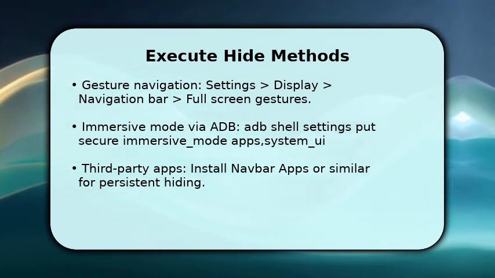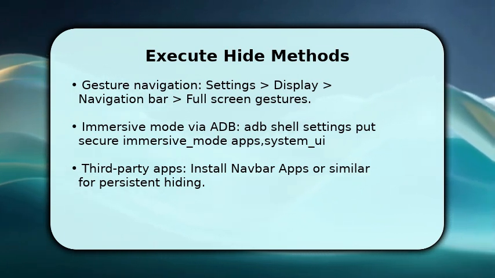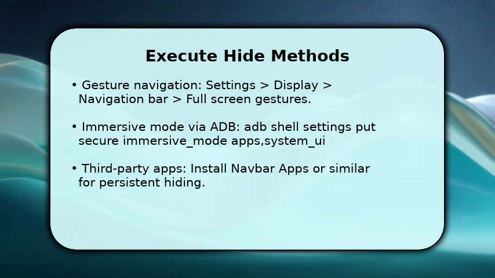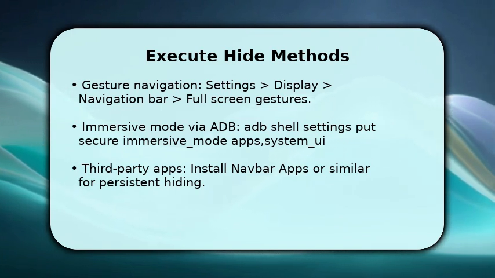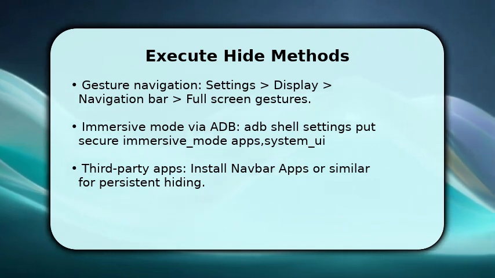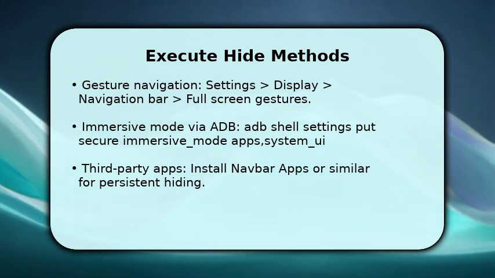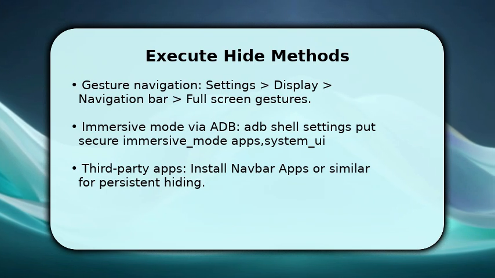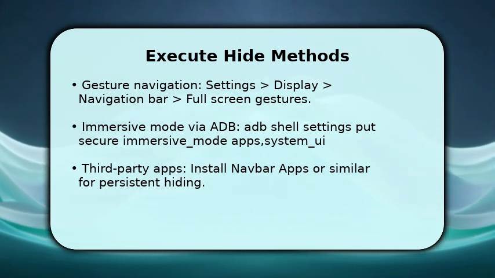If you need more control, use ADB on a PC. Enable USB debugging in developer options, then run ADB commands to toggle immersive mode for system UI and apps. This hides the bar across apps. Alternatively, install a reputable third-party navbar manager app for persistent hiding and extra customizations. Make sure to grant any required permissions when prompted.